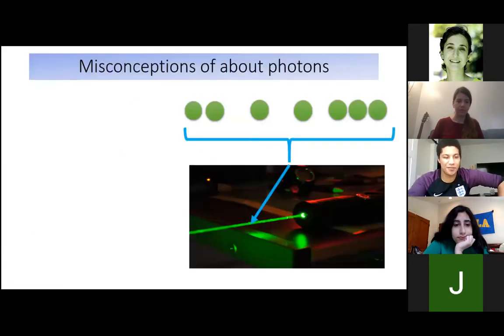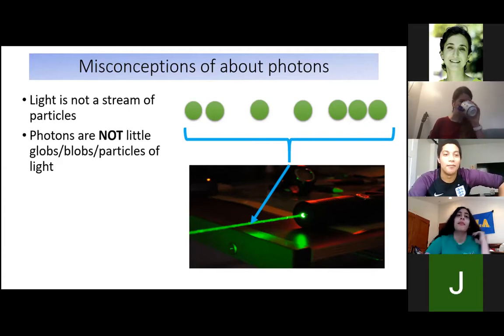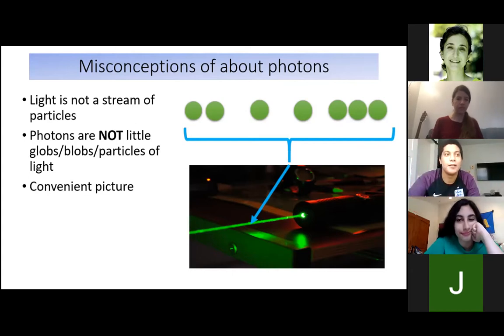So I want to clear up some misconceptions about photons that come up a lot. It's not a stream of particles. I'm not going to take a snapshot of a laser beam and zoom in, or if you have really good eyesight like me, you can just look really hard and see these little particles. They're not little blobs or globs of light. It boils down to just being a really convenient picture for imagining some of the phenomena and describing it. And that's what a lot of physics boils down to, creating a convenient picture that may not be totally accurate to describe phenomena.